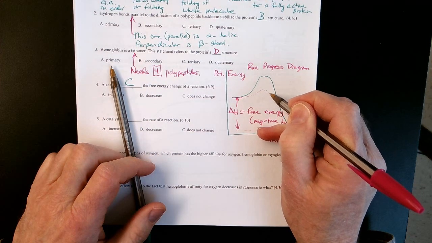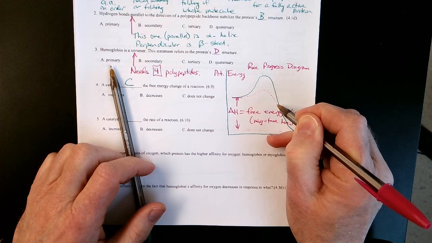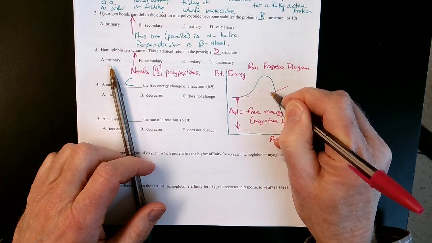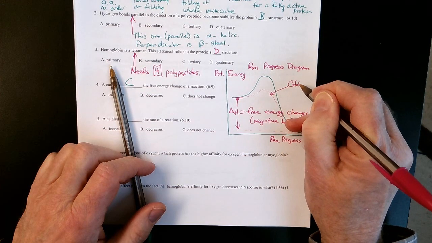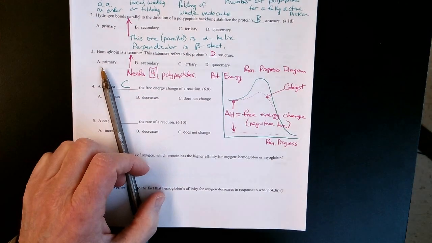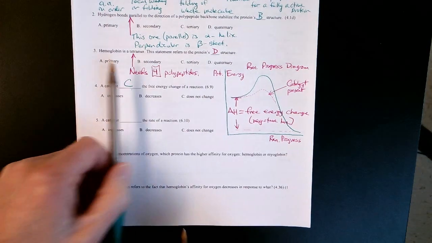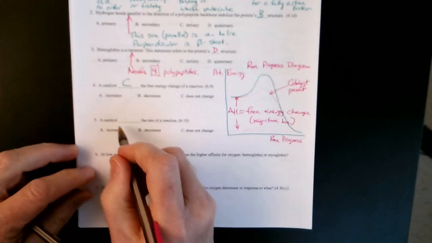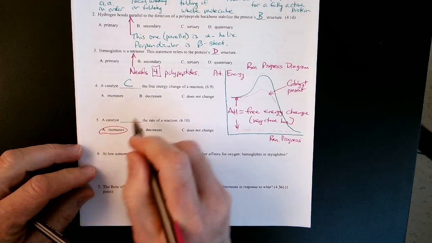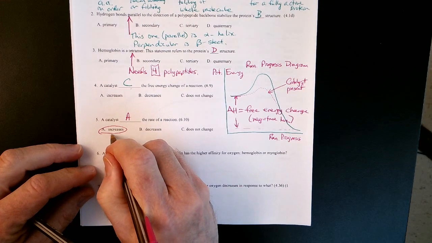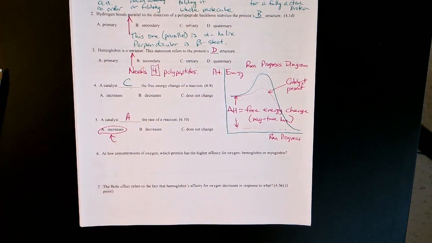Maybe something more like this. There's still an activation energy, but this is what you're talking about if you do indeed have a catalyst present. Okay, so a catalyst increases the rate, and here's another way of thinking about this. This is another way the question could be written to get at the same thing.